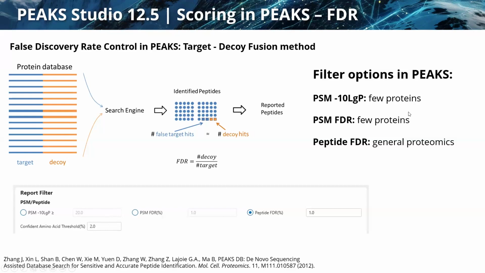And then finally, for general proteomics samples, we typically recommend a peptide FDR, typically around 1%.